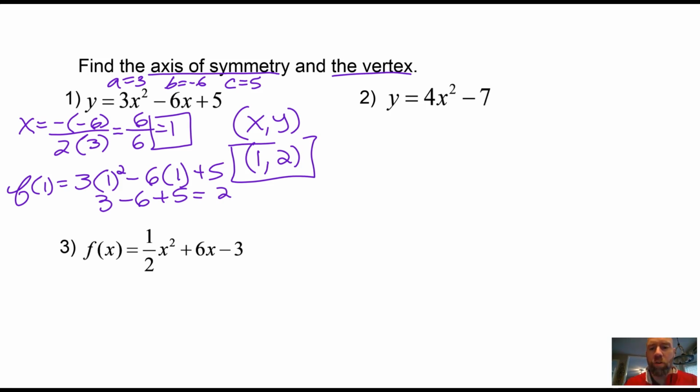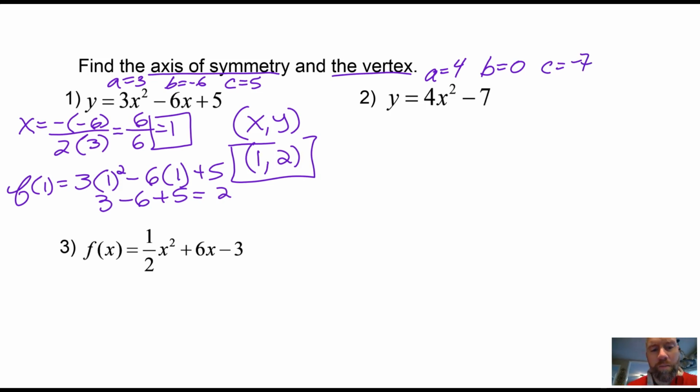Okay, for number 2, we threw in one that has a little bit of a question mark on what b is going to end up being. We've got a equal to 4, b equal to 0 in this case, and c equal to negative 7.